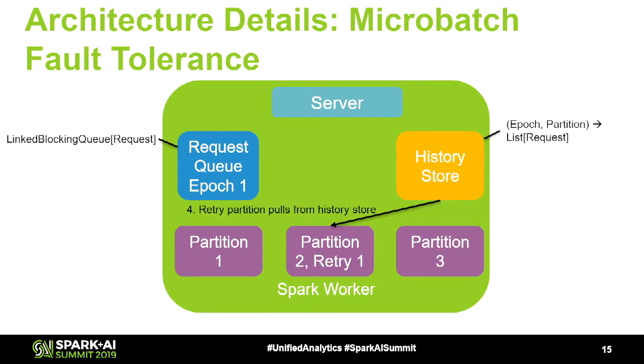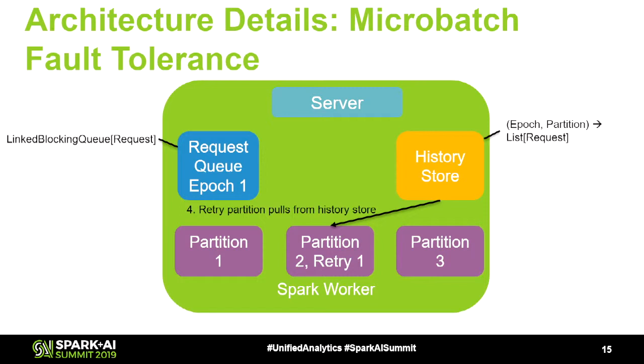You know, that linked blocking queue is this efficient parallel mutable data structure. It doesn't hold history. We can't get those requests back, and so this is when we talk to the history store. So we can use Spark's task context to figure out, hey, we're in a retry. We need to change the way we get our requests. And we can pull these from the history store.